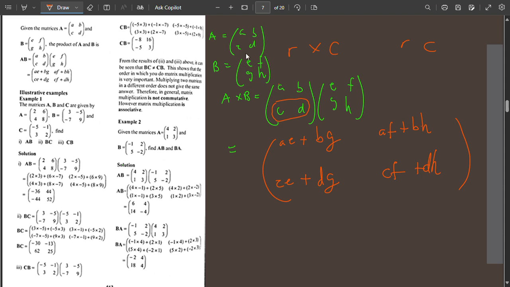So we do it row-wise from the left. Take the first row, multiply both columns of the second matrix. Take the second row, multiply both columns of this matrix, and put them together in here to form your product. We'll take examples in the next part.